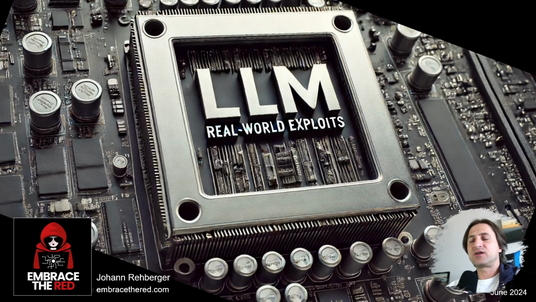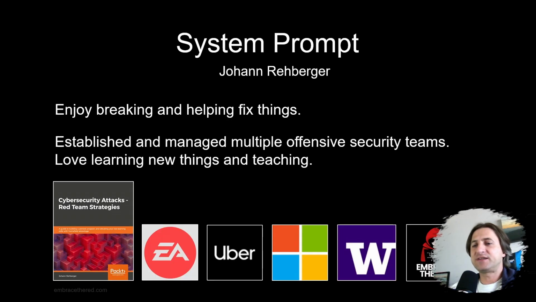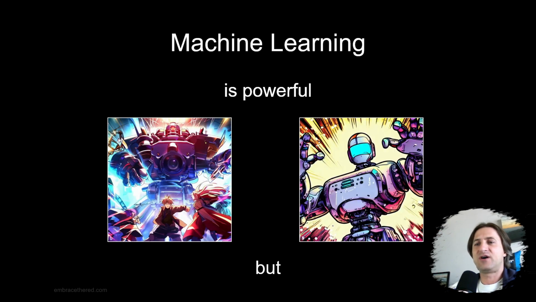This presentation is all going to be about large language models and real world exploits that I found in applications in the last 14, 15 months or so. My name is Johan. I'm a security engineer, a red team director at Electronic Arts currently. Before that, I've built out red teams and offensive security teams at Microsoft and Uber. And so I really enjoy breaking things and helping to fix them. I also wrote a book about red teaming, but that's all that is really necessary to talk about me.